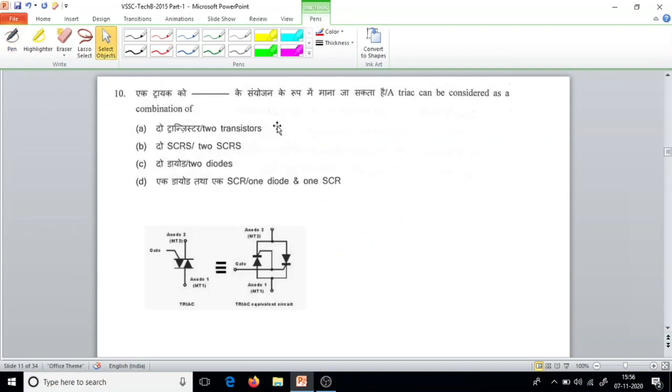Question number 10. A triac can be considered as a combination of. See, we use Triac to control AC, that is alternating. We use Triac to control AC, so the both direction control has to be there. So see, this is the symbol for Triac. Triac has got two main terminals, MT1 and MT2.